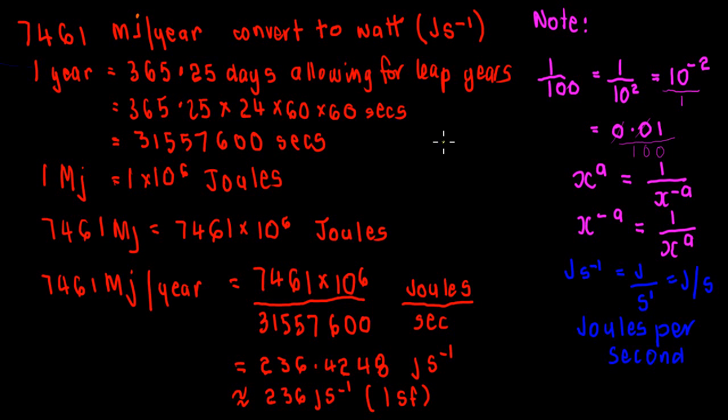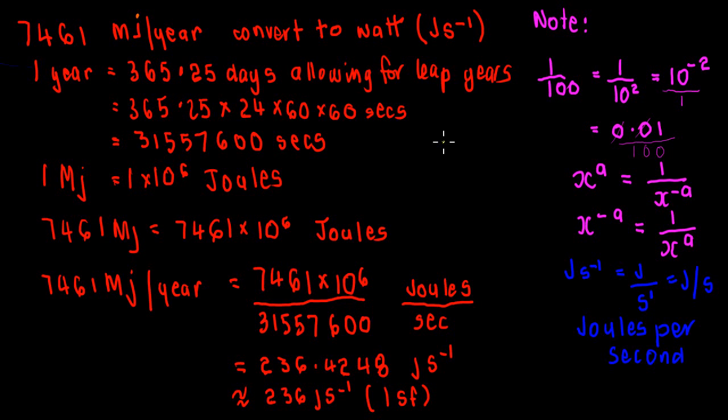Now 365.25 days at 24 hours, each hour at 60 minutes, and each minute at 60 seconds. We multiply that all out and we get that huge number there, which I'm just trying to work out what it is. 31,557,600 seconds in a year. Roundabout. Give or take. Now, 1 megajoule equals 1 times 10 to the power of 6 joules.